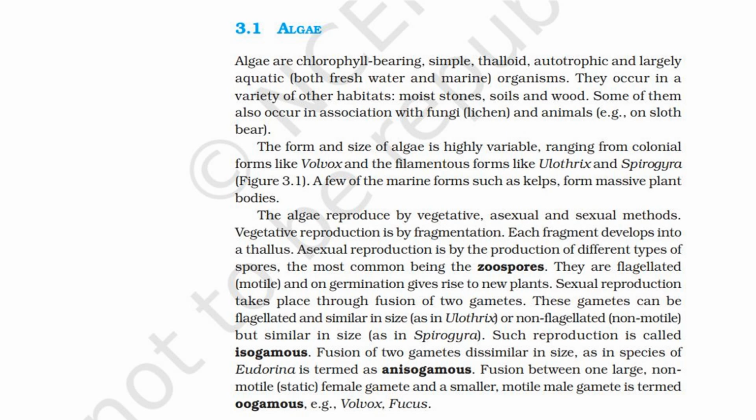Sexual reproduction takes place through fusion of two gametes. These gametes can be flagellated and similar in size as in Ulothrix, or non-flagellated, non-motile but similar in size as in Spirogyra. Such reproduction is called isogamous. Fusion of two gametes dissimilar in size, as in species of Eudorina, is termed as anisogamous. Fusion between one large, non-motile static female gamete and a smaller, motile male gamete is termed oogamous, for example, Volvox, Fucus.